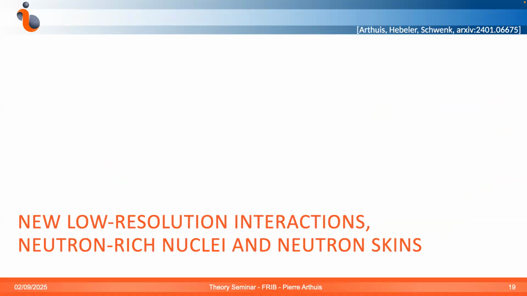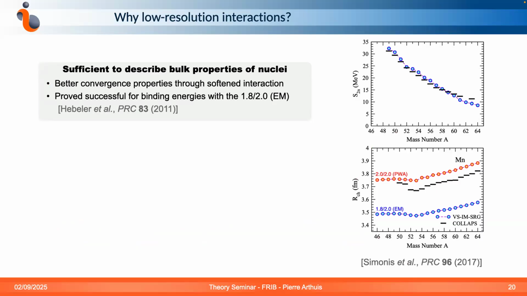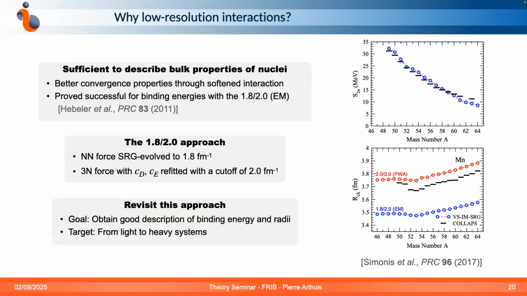And that was the state of the art a few years ago, when with Kai Ebler and Achim Schwenk, we started working on our own interaction, revisiting the low-resolution approach that was successful with the 1.8/2.0 EM that I introduced earlier. So the idea is to SRG evolve the NN force to 1.8 inverse fermi, hence the 1.8, and then you take a bare three-body force and you fit it with a cutoff of 2.0 inverse fermi. So we wanted to revisit this approach and to obtain a good simultaneous description of binding energy and radii, and hopefully have interactions that work well from the light sector to heavy systems. So that is for us tin and lead isotopic chains.